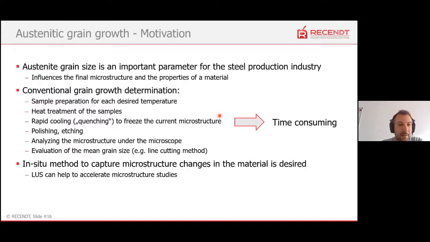So in-situ methods are desired to capture the microstructure changes in situ, and laser ultrasound is a suitable technology to help to accelerate those microstructure studies.